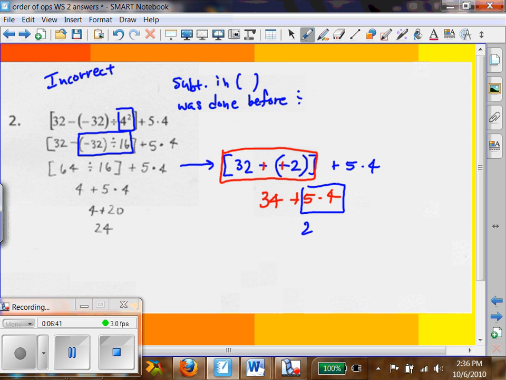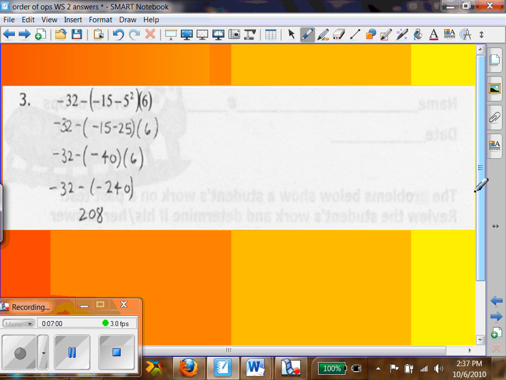is 20, and then we add on the 34, and we get a final answer of 54. So really the main mistake was just subtracting before dividing in the parentheses or the brackets. And there you have it. All right, let's roll on down to number 3. Let's see what we got here.